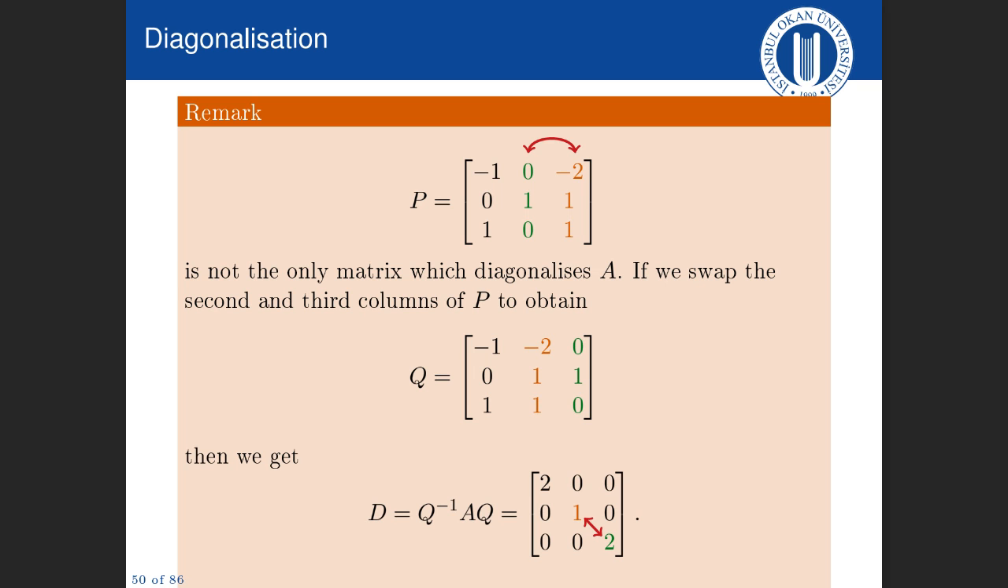But if we calculated Q inverse AQ, again, we'd get a diagonal matrix. But because we're using first an eigenvector corresponding to 2, and then an eigenvector corresponding to 1, and then an eigenvector corresponding to 2, if we look down the main diagonal, the numbers are 2, 1, 2.